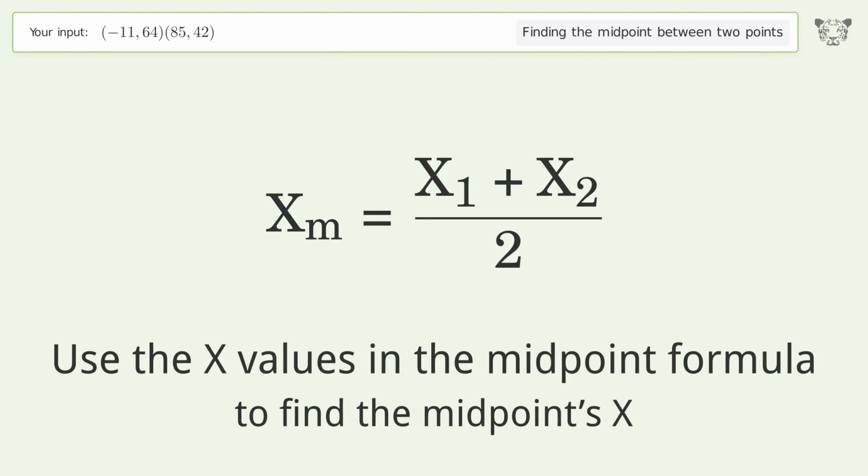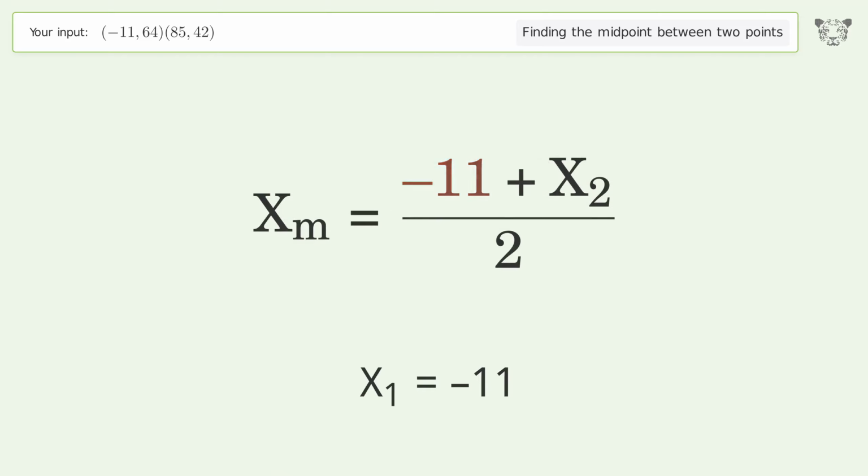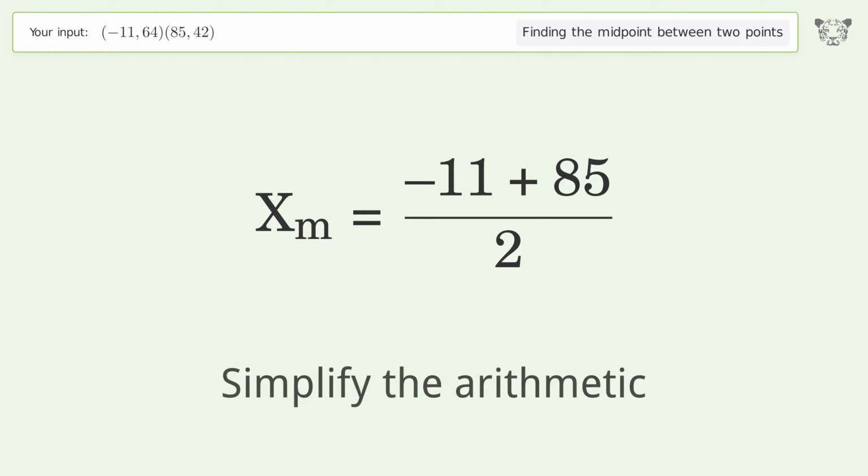Use the x values in the midpoint formula to find the midpoints x. x1 equals -11. x2 equals 85. Simplify the arithmetic.